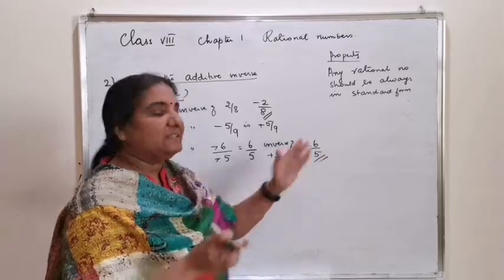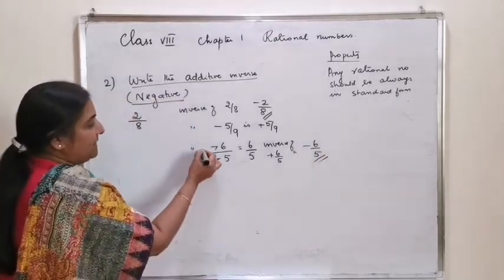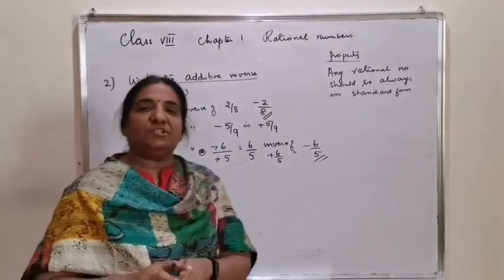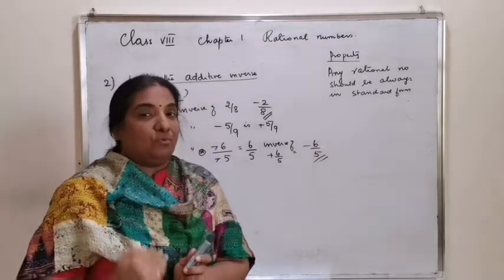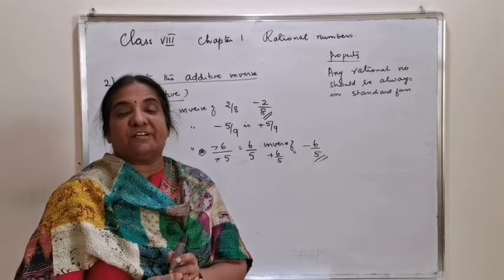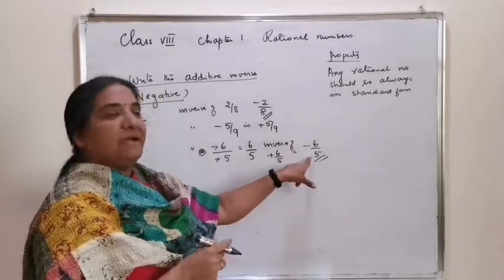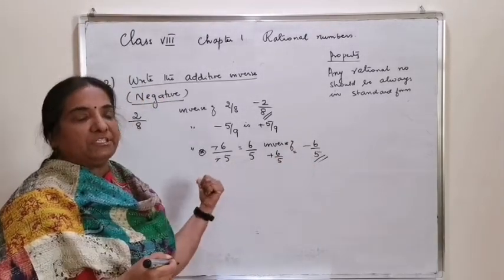That is why minus 6 by minus 5 is made into the standard form as the rational number 6 by 5. What is the inverse of positive 6 by 5? Negative 6 by 5. It's a very important question.